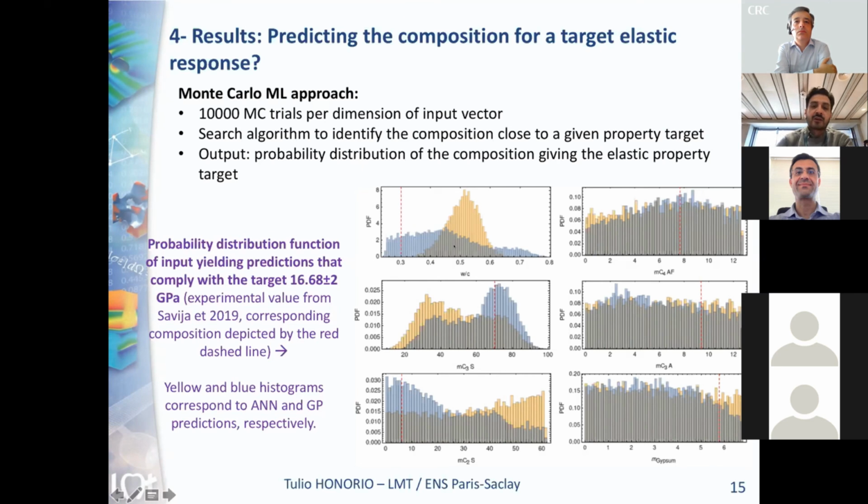So you can see that for Gaussian processes, the distribution includes the experimental value, so that's a good thing. But the distributions are quite large, so the broadness of the distribution cannot help us in determining the composition, but it can be useful in seeing that we can have a huge variability in the composition of cements that yields the same elastic response.